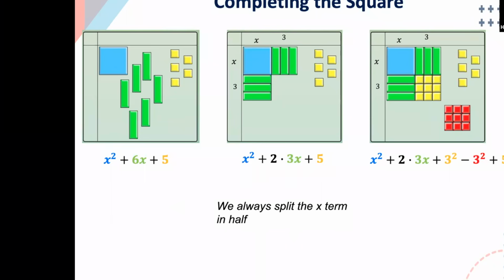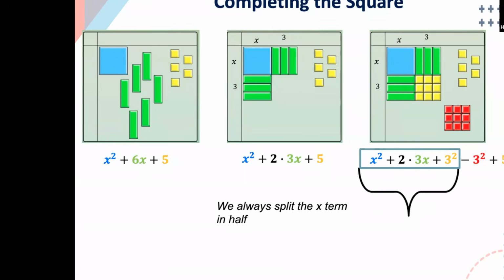Okay. So at this point, I should support my students to see that the term I added is always the square of half of b. Because this is 3, which is half of b, my b was 6. The term I added is always the square of half of b. So as a procedure, students should see we always split the x term in half from the previous step, then square its coefficient.